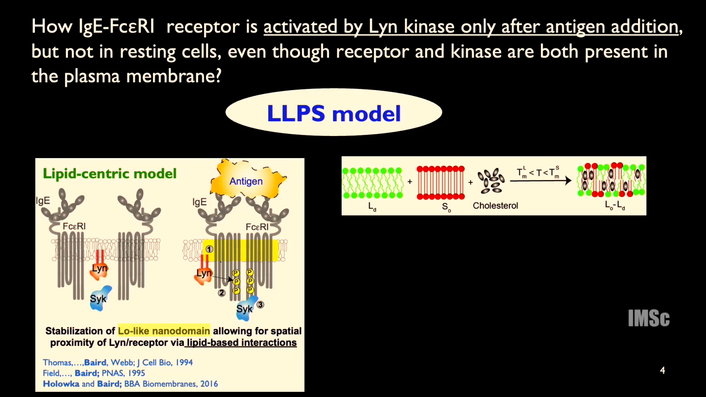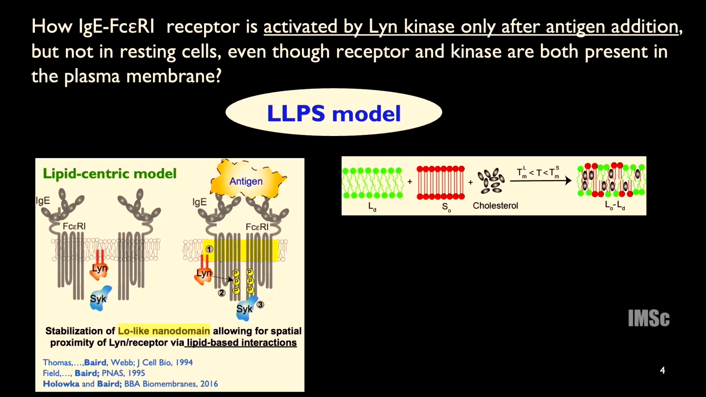So once we get that, now the kinase, which is Lyn over here, is a protein that is anchored to the plasma membrane in the inner leaflet by a saturated tail. So of course the kinase likes to be present, so it partitions into those liquid ordered regions.